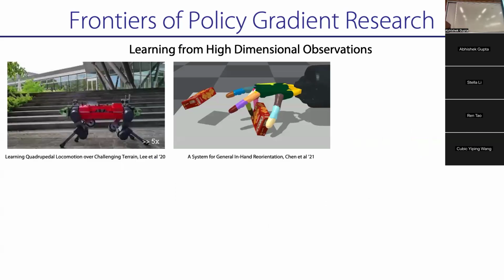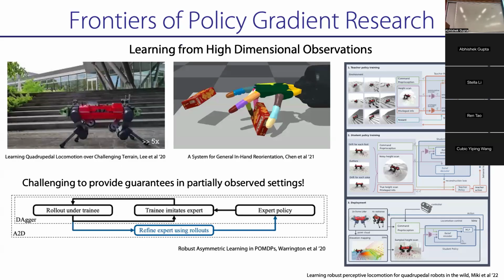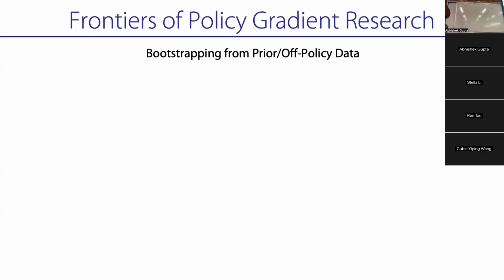It still doesn't work that well from images. It can still be unstable and a bit high variance. People have been studying things like this teacher-student type learning model, where you learn something from low dimensional observations and distill it into high dimensional image observations. But there are no guarantees for that, and so that's still an open question: how to appropriately learn from images and in partially observed settings.